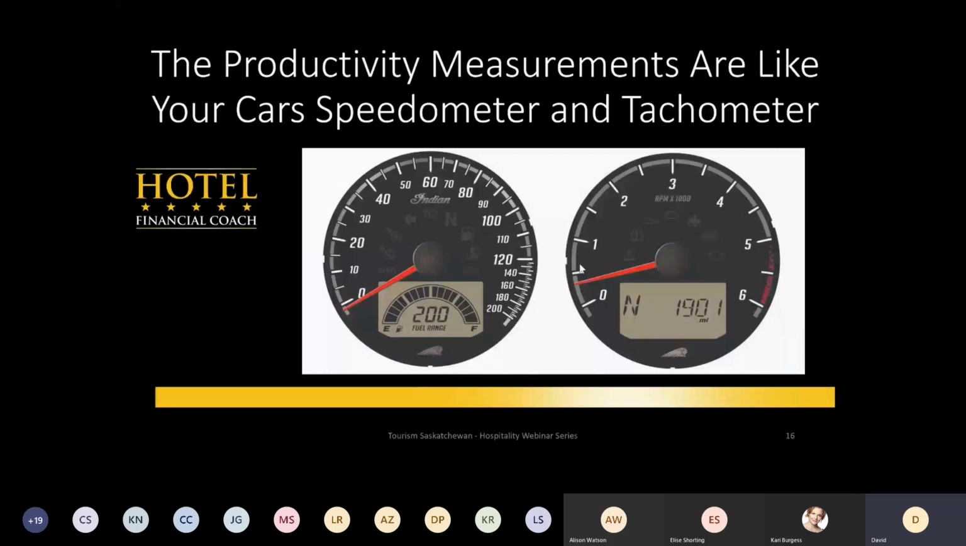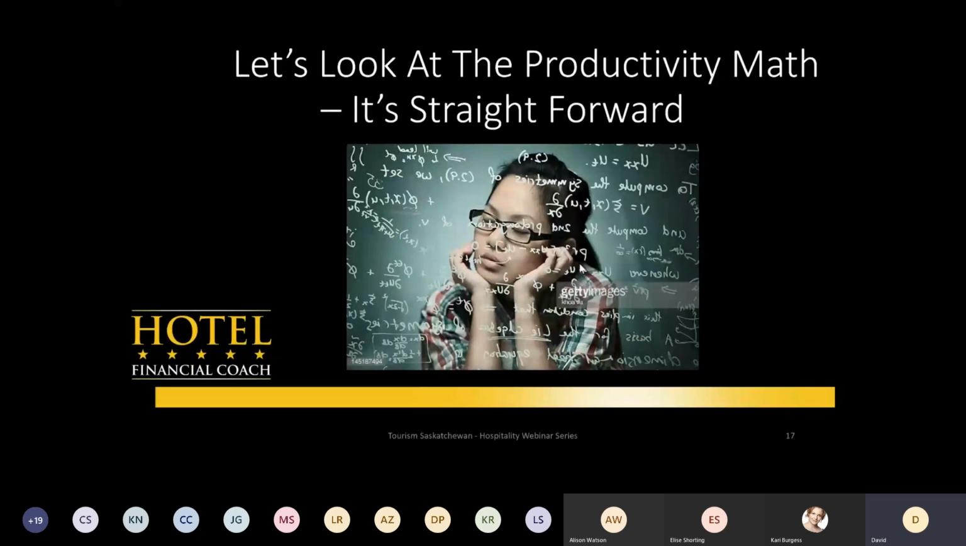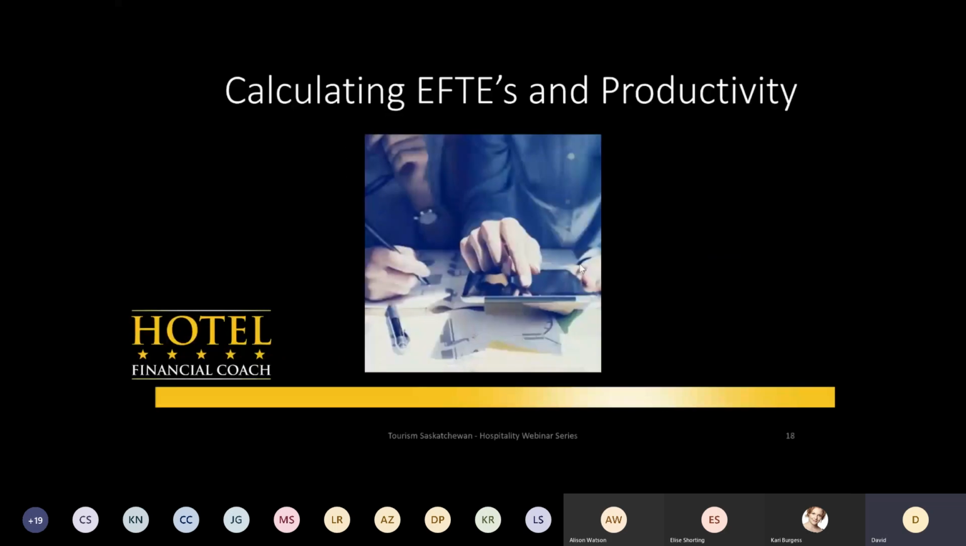So here we go. Let's look at the productivity math. It's really straightforward. And again, you're going to get a copy of the deck so you can actually play with this. Part of the exercise we're going to do today, you're going to be playing with this. You're going to see how straightforward it is. So what we're talking about are calculating EFTEs and productivity.